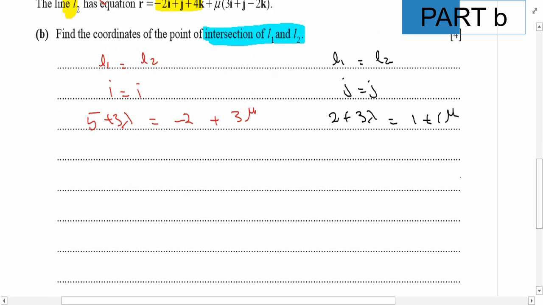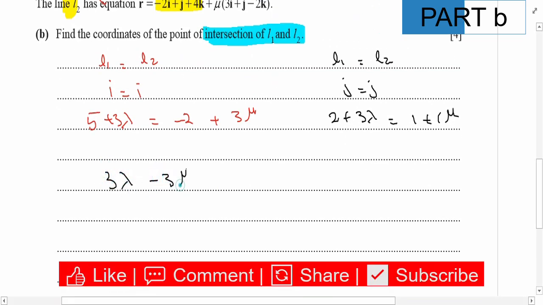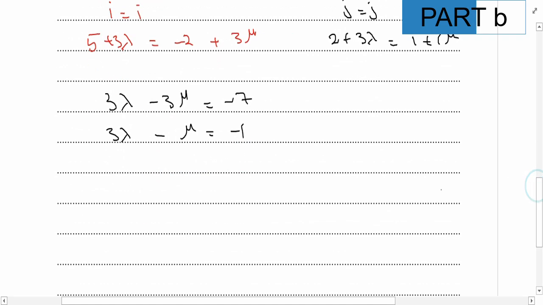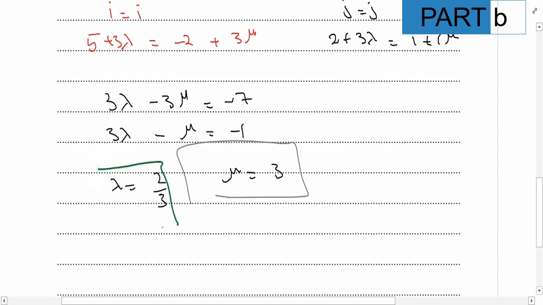If we rearrange the two equations, it would become 3 lambda minus 3 mu equals minus 7 and 3 lambda minus mu equals minus 1. After solving them simultaneously, we get lambda equals 2 by 3 and mu equals 3. Now we can put the value of mu in L2 or the value of lambda in L1 to find the coordinates of the point of intersection.